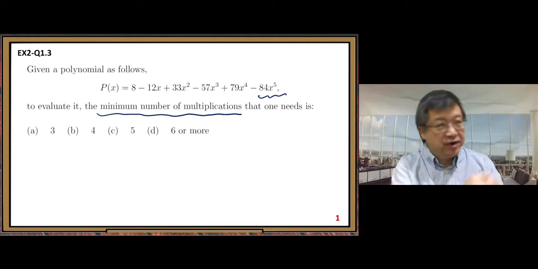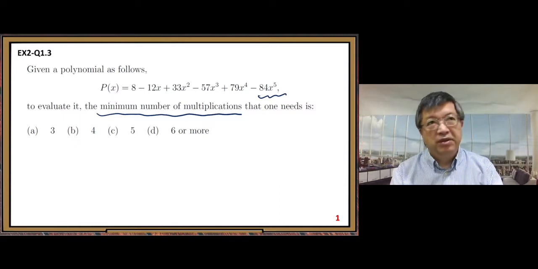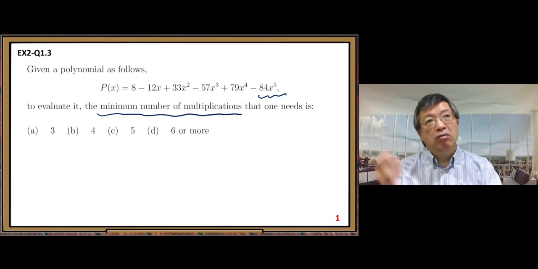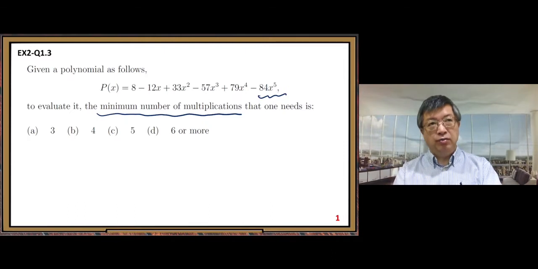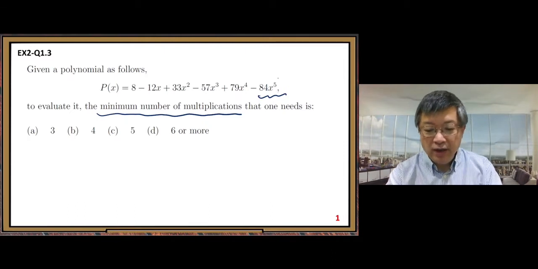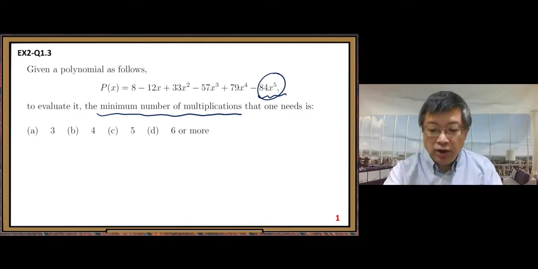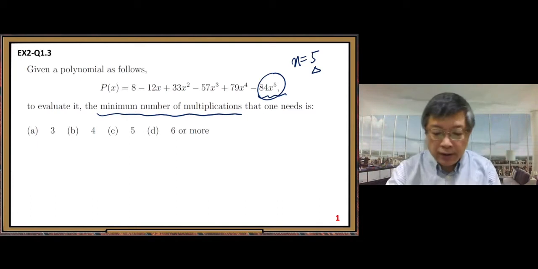After we learn the Horner's rule, then we know how to do it. If you do not know the Horner's rule, think about it. It's very likely you will select the last one, 6 or more. But after we learn the Horner's rule, then we know the highest degree number. What's that? Highest degree number, m equals 5.